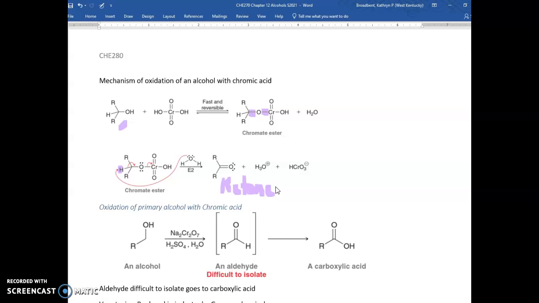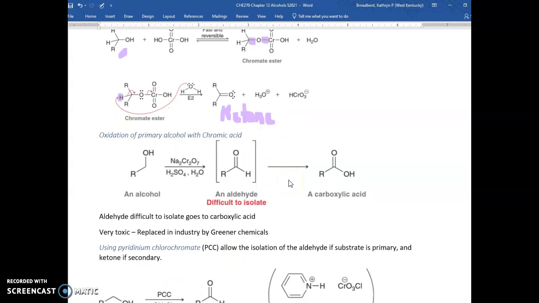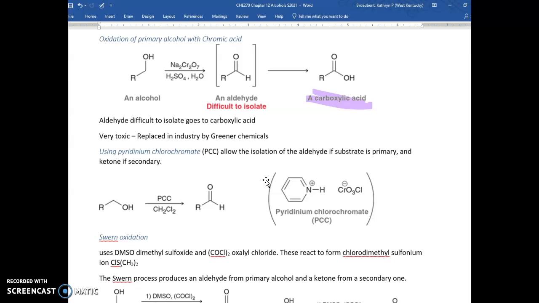Okay, so the oxidation of a primary alcohol with chromic acid, you end up with the carboxylic acid. You do not end up with the aldehyde. So this reaction tends to go all the way to completion. And like I said, the chromic acid has been replaced with greener chemicals. And one of those is the PCC, pyridine chlorochromate. This allows the isolation of the aldehyde if the substrate is primary and ketone if it's secondary.